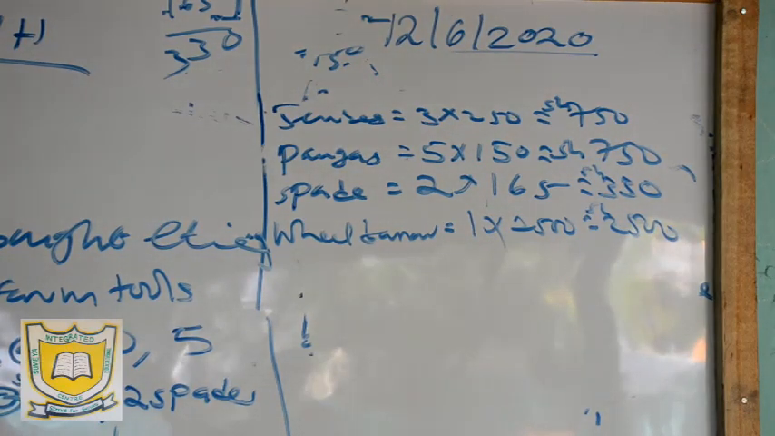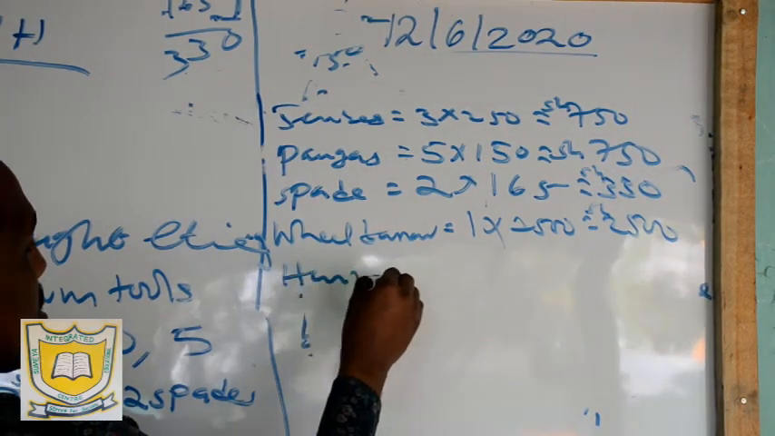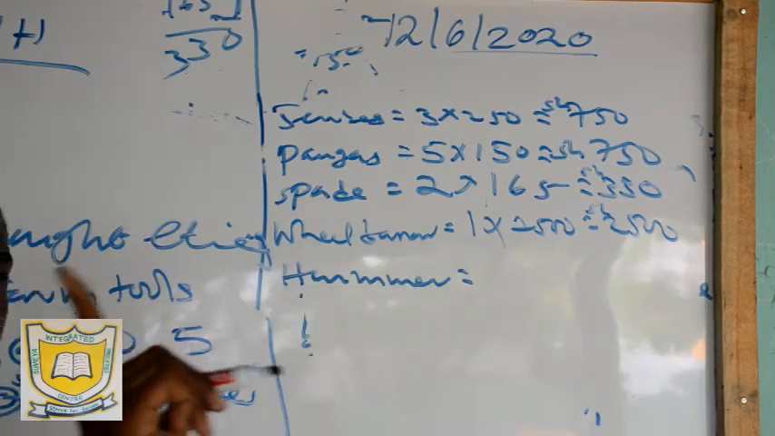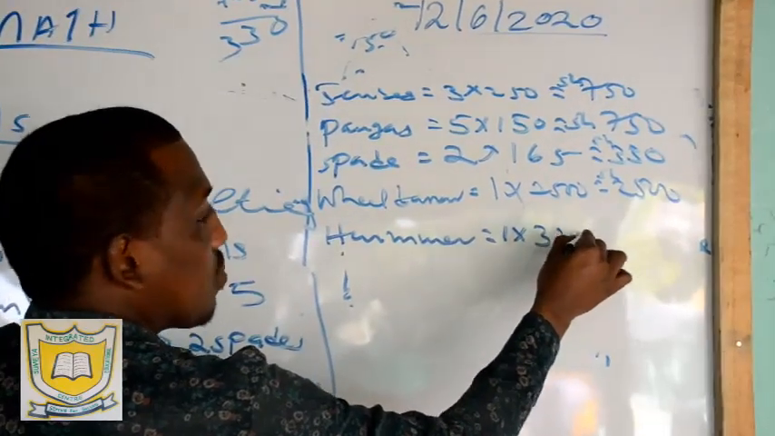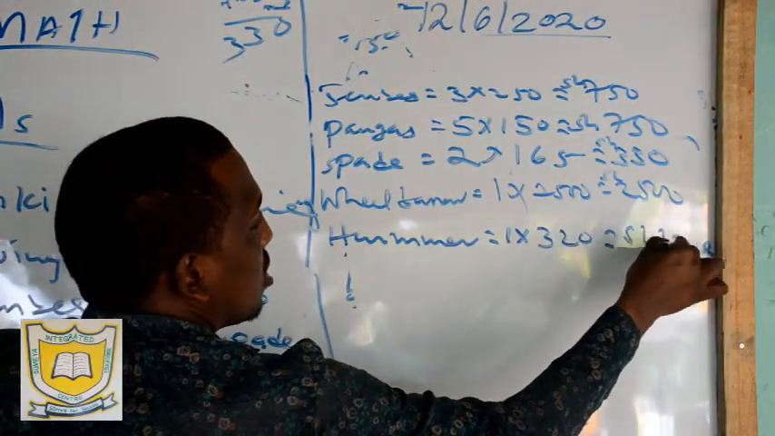And the hammer at shillings 320. A hammer means 1 hammer. 1 hammer times 320, we multiply. So you will get shillings 320.